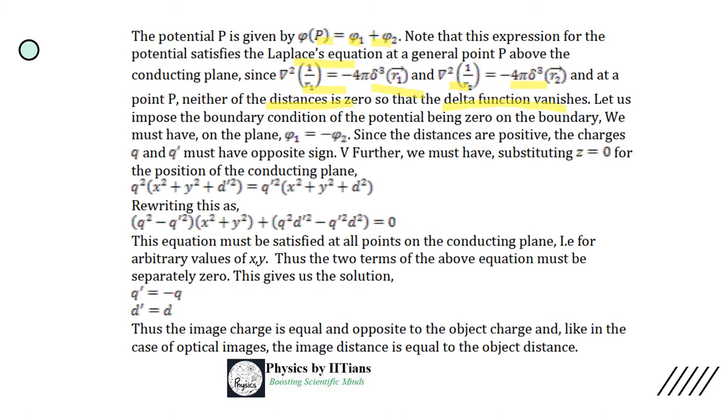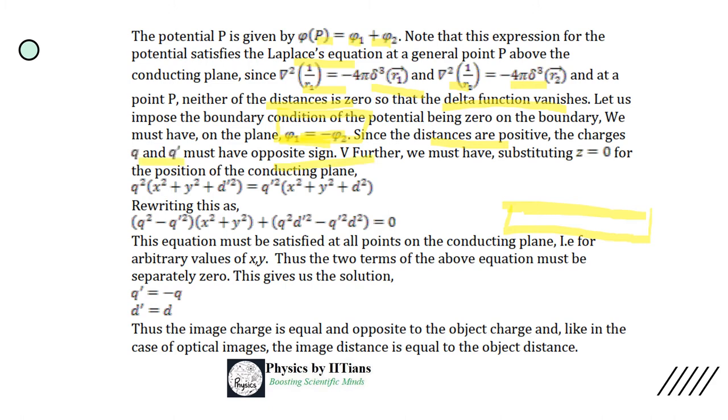Okay, so we must have the potential on this plane equal to 0, that is, phi1 should be equal and opposite to phi2, that is phi1 equals minus phi2. This is our first boundary condition, that the potential on the surface, that is the planar surface, should be 0. And since these distances are positive, the charges Q and Q prime must have opposite sign.